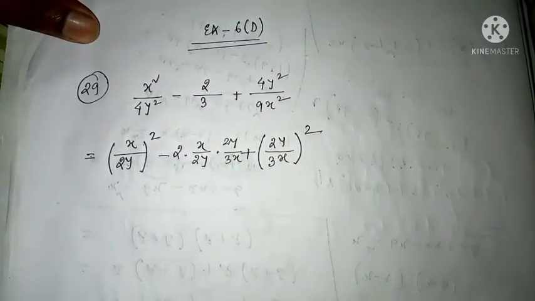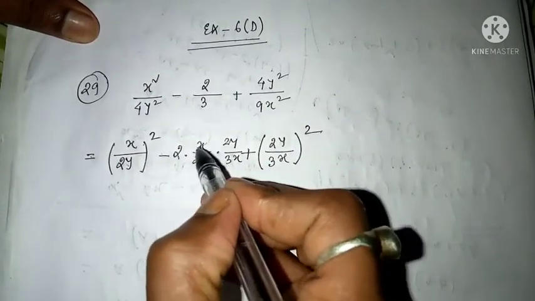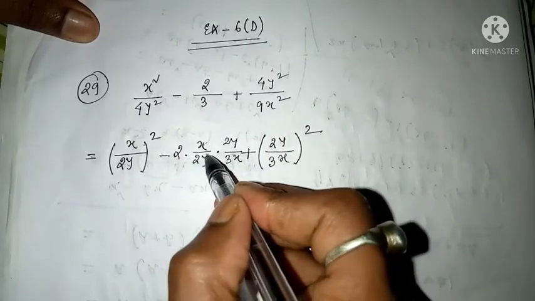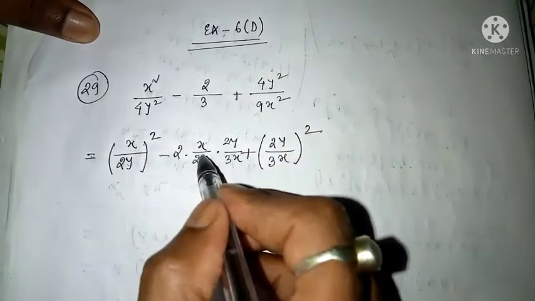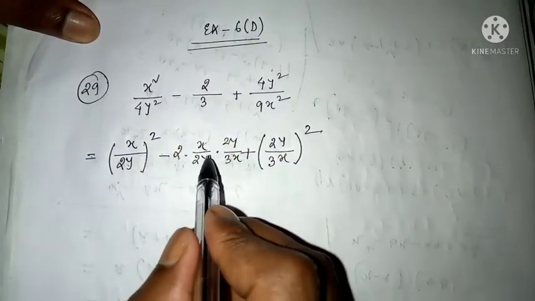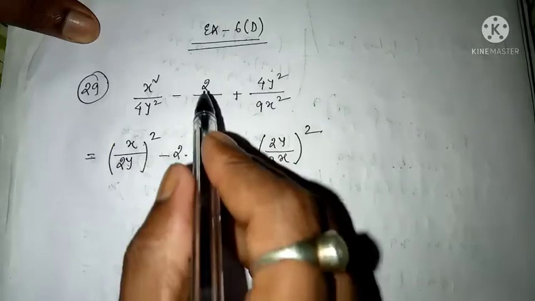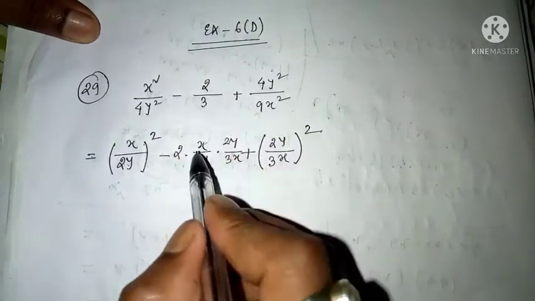Now let's check. See, this x will get cancelled, this 2y will get cancelled, then see here we have a 2 by 3. That means these two are also the same. Even though many more terms are here, you can cancel them out. At the end we will have minus 2 by 3 only. That means this is matching, this is also matching.